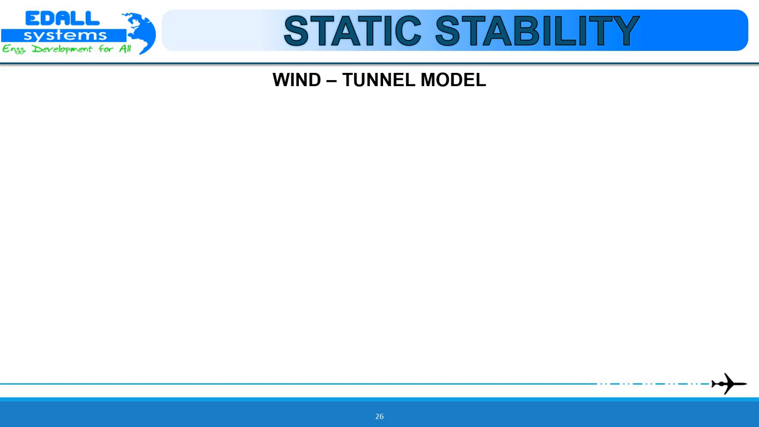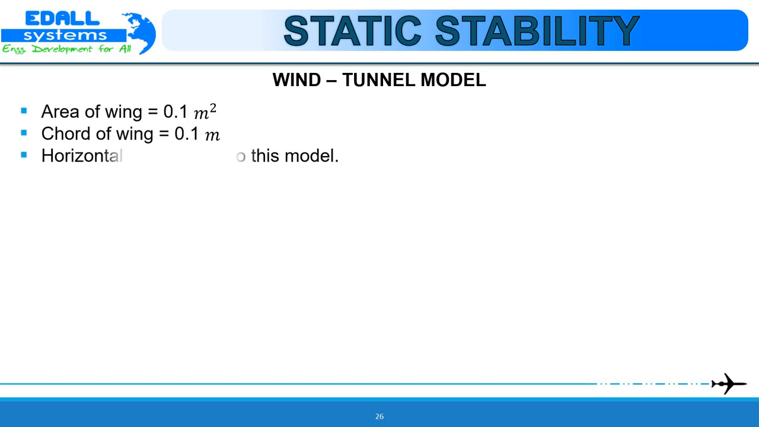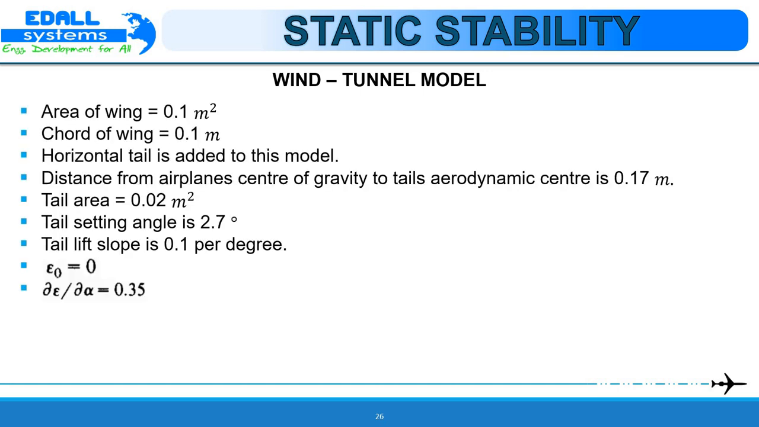Wind tunnel model. We will be using this wind tunnel model, which says consider a wing body model. The area and the chord of the wing are 0.1 meter square and 0.1 meter respectively.